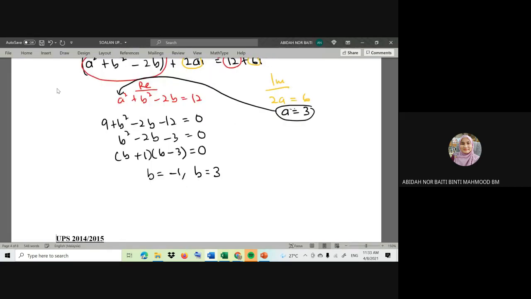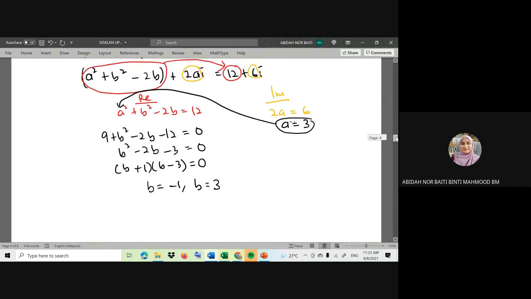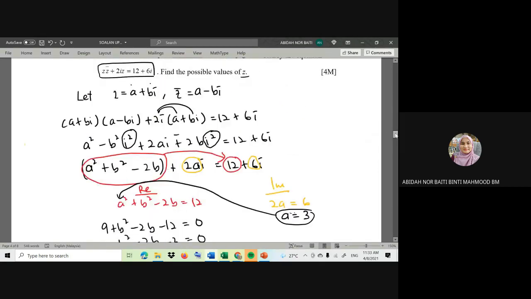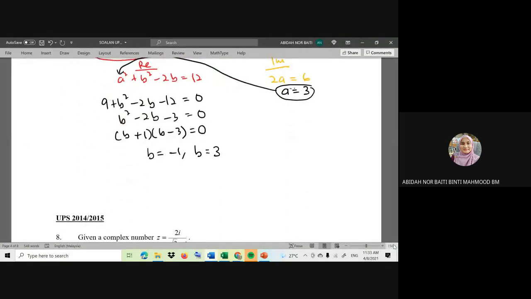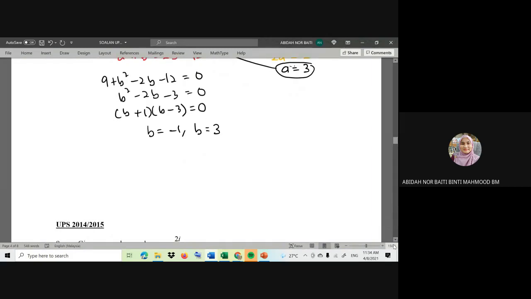Okay, so how to write your complex number? Nampak ni dia kata find the possible values of Z. So how to write your complex number? Kita ada 1A tapi kita ada 2B. We have one value of real but two values of imaginary. So how to write your final answer?